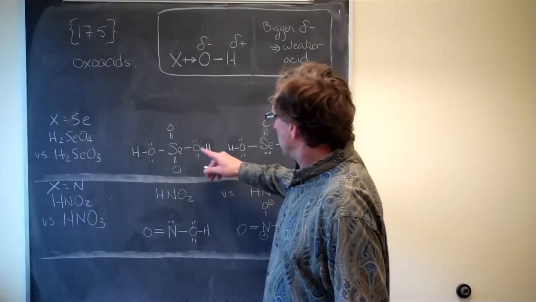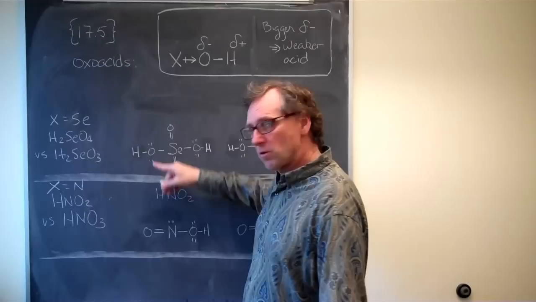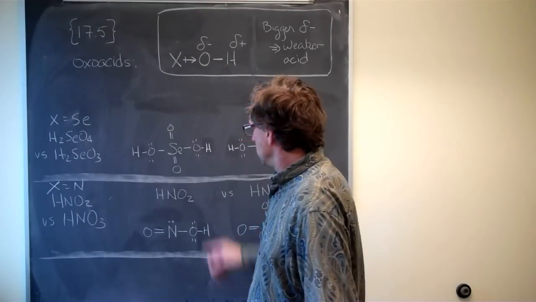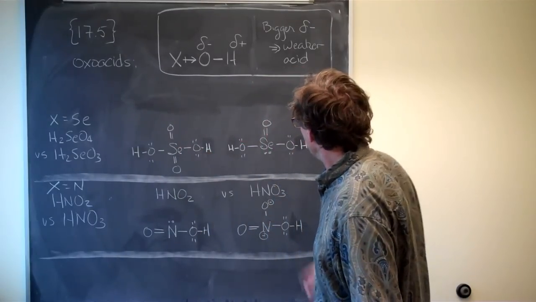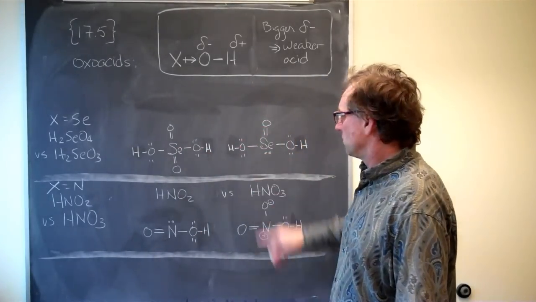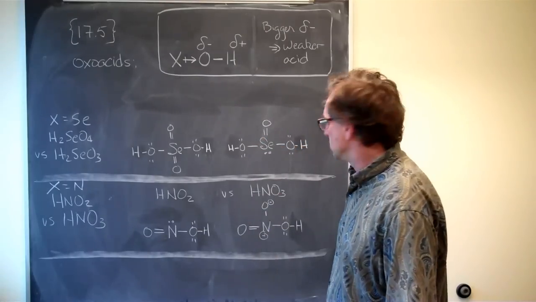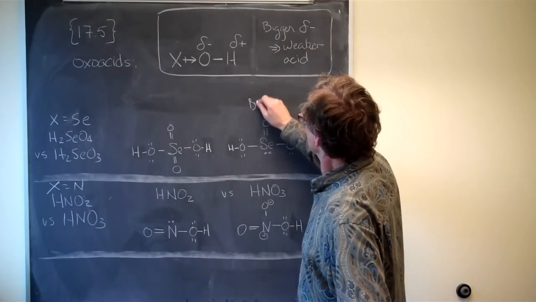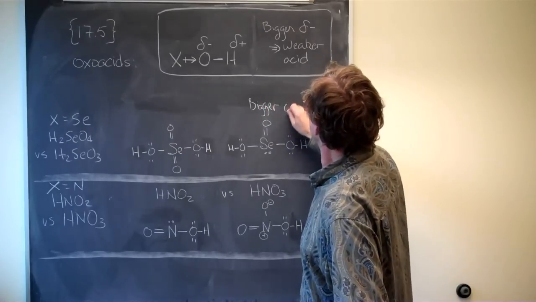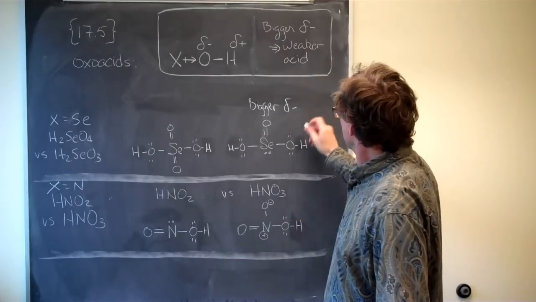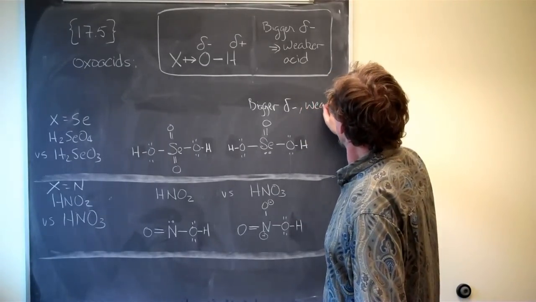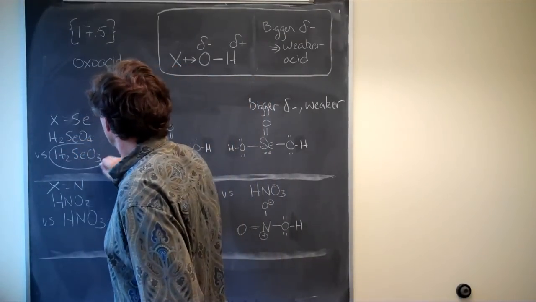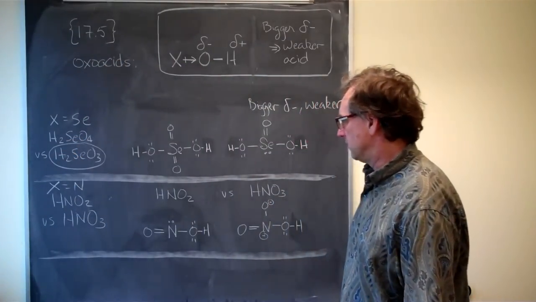Okay, we'd have to say, well, there's a selenium and it's got 4 oxygens around it, so those 4 oxygens have to share the extra charge that the selenium has to provide. In this case, with H2SeO3, only 3 oxygens have to share that electron density. So this one is going to have a bigger delta minus, and therefore it's going to be a weaker acid. So in this case, we'd say the weaker acid is H2SeO3.